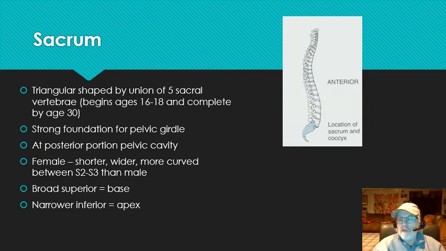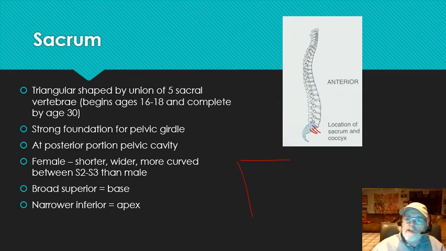We talked about that with the pelvis. We talked about the sacroiliac joint. It's on the back side of that pelvic cavity. In the female, it's shorter, it's wider, it's a little bit more curved between S2 and S3, which is down in this area right here, than the male, and probably just allows a curvature for that birth canal to be able to come out.